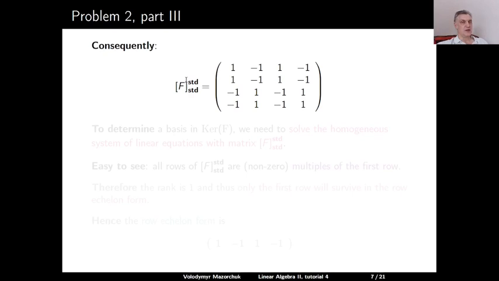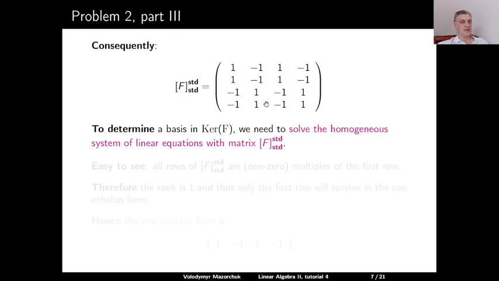So now we can write down the matrix of F in the standard basis. The first column is 1, 1, minus 1, minus 1. So these are the coordinates of F of E11 in the standard basis. The second column is minus 1, minus 1, 1, 1. The third column is the same as the first one. And the fourth column is the same as the second one.